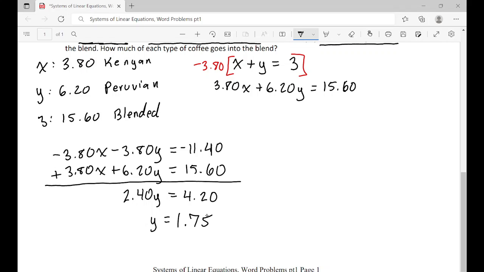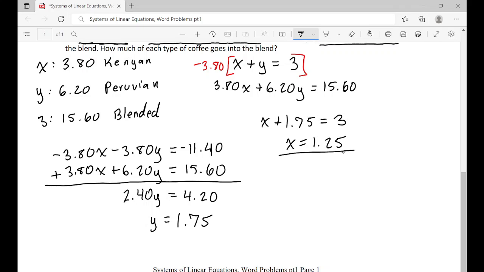And now I need to find out what x is. So again, I can plug this into either the second equation or the first. And I think the first is easiest, so that's what I'm going to do. So x plus 1.75 equals 3. Solve for x, subtract it over. X is going to equal 1.25.